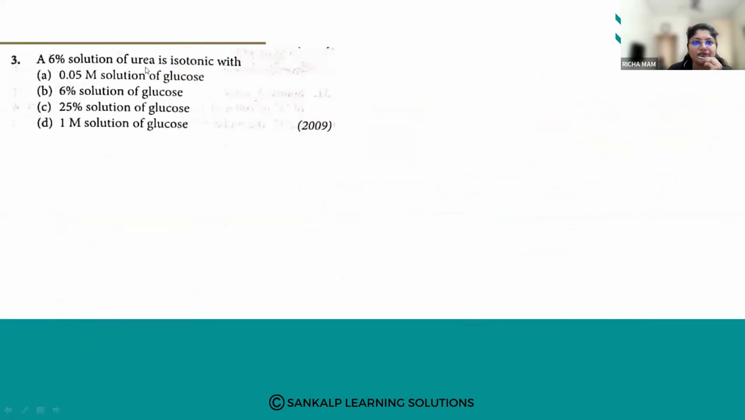A 6% solution of urea is isotonic with: A, 0.05 molar solution of glucose; B, 6% solution of glucose; C, 25% solution of glucose; D, 1 molar solution of glucose. Now, what do you mean by isotonic solution? Solutions having the same osmotic pressure, right? Yes. Solutions having the same osmotic pressure, or you can say the same concentration, are called isotonic solutions. Now they have asked: a 6% solution of urea is isotonic with which of the following? These are the 4 options given.